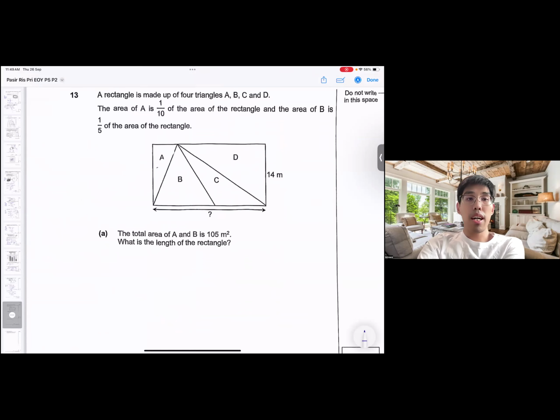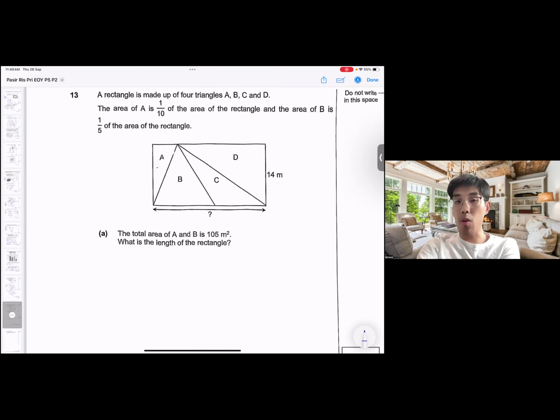Okay, B, 13. A rectangle has four triangles, A, B, C, D. A is 1/10 of the rectangle. B is 1/5 of the rectangle. The total area of A and B is 105. What is the length of the rectangle?